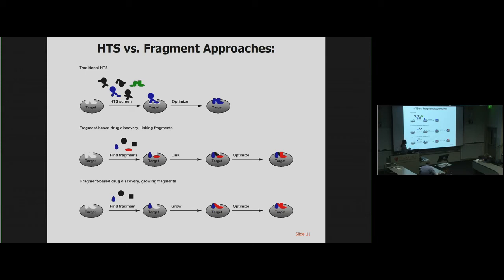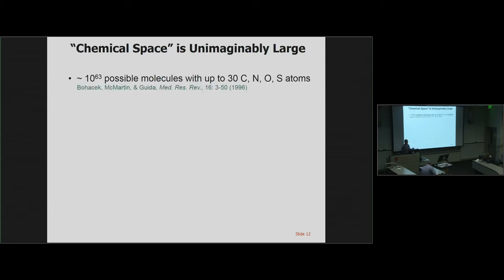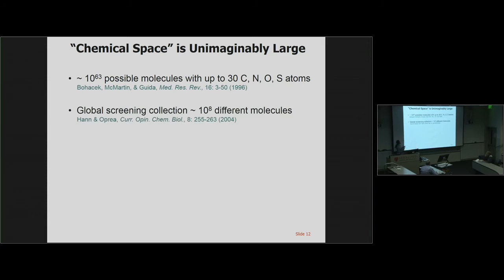And here, the question of numbers is even more dramatic than for words. There's a famous estimate that the number of possible small drug-like molecules is around 10 to the 63rd. This is a truly astronomical number. It's more than the number of stars in the universe. There's another estimate that all of the compounds in every screening library in academia and industry worldwide is about 100 million compounds. So a planetary-wide screen would not even be scratching the surface of drug space.